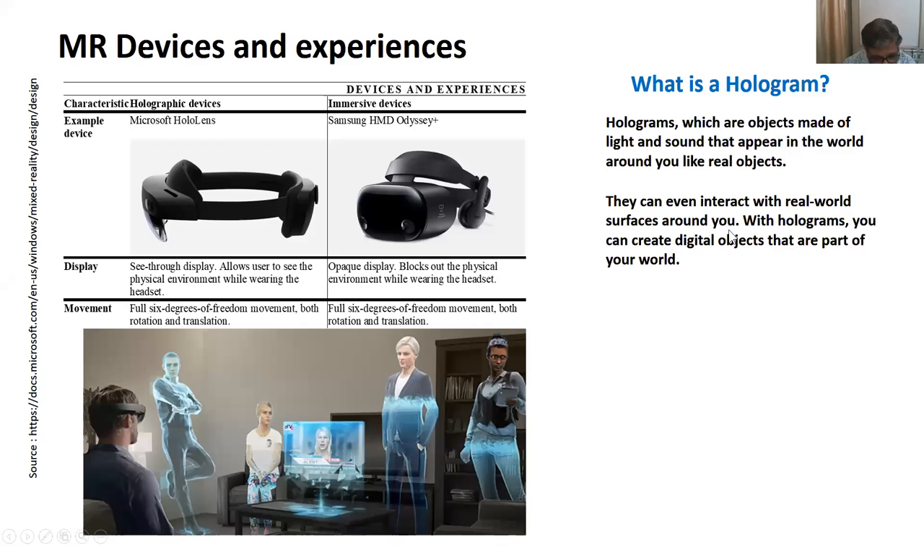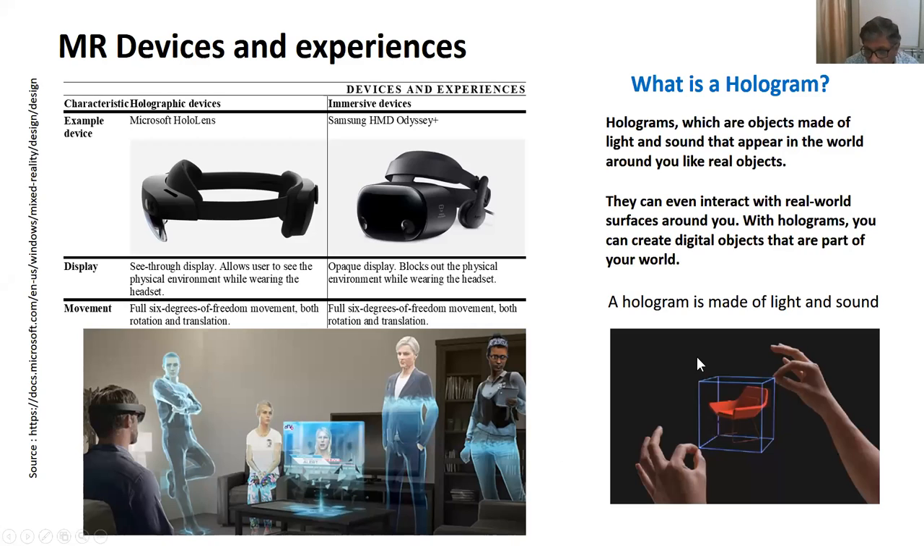So here is just a glimpse of a meeting going on. And these people are not present where this person is sitting or this lady is sitting. They're all having a meeting, but they are all in different places, and yet they are standing in the meeting. And this is a hologram of the other user who's attending the meeting here. So this is what is possible.